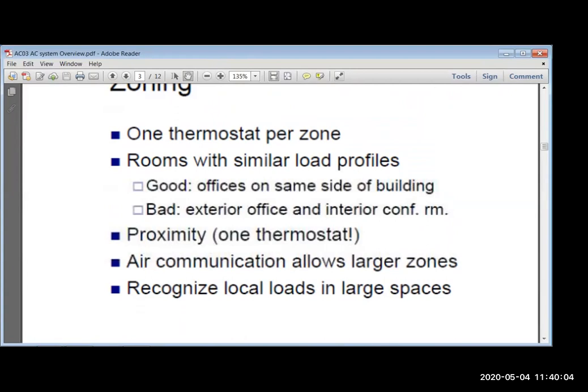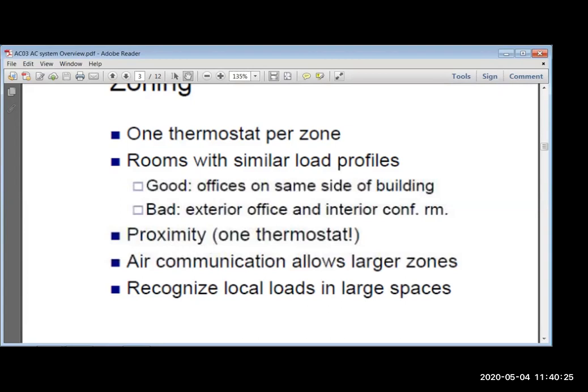Now, rooms with similar load profiles. You connect zones of the room with similar load profile. If the type of load is similar, you can combine them and make one zone. For example, a good example is offices on the same side of the building.